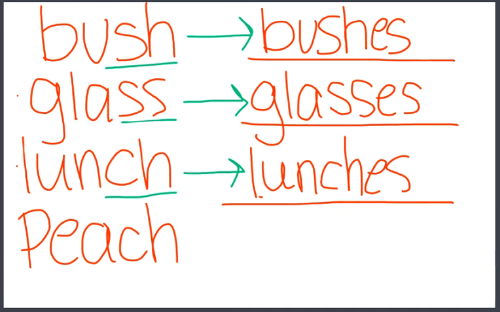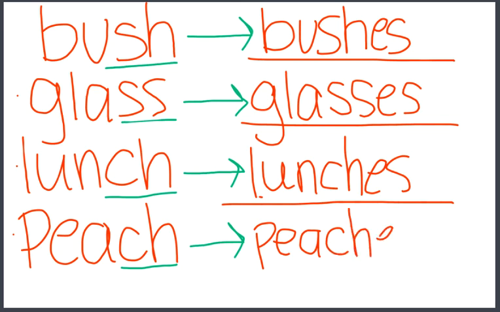And our last word, peach. Say that for me, peach. What does peach end with? That's right, ch, ch. Say that for me. To make peach plural, meaning more than 1, we write out peach and we add our ES ending and it becomes peaches. Peaches. Say that for me, peaches.